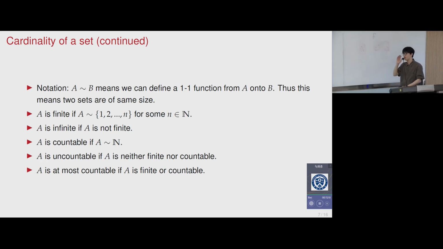So we say that it's countable. Think of it intuitively. Think of natural numbers: you use them to count, right? 1, 2, 3, 4, 5, 6, 7, 8. So intuitively, we can count it. I guess it's infinite, but we can count it. And there's this thing called uncountable. We say the set A is uncountable if A is neither finite nor countable.